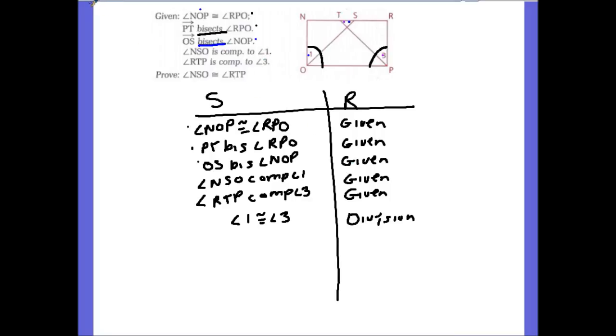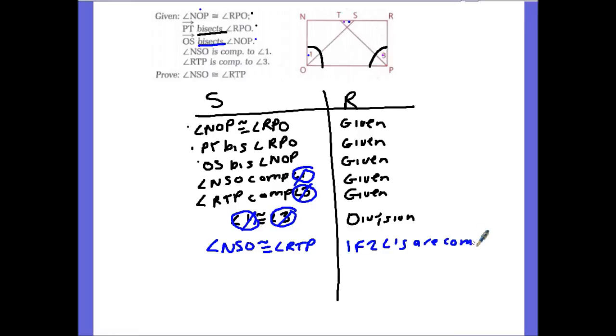Now, we're going to look for those repeats. Here are my repeats. Within the complementary, I have angle 1 showed up in a congruency. They cancel each other out. Angle 3 shows up in a complementary and a congruency. They cancel each other out. What I'm left with is what I'm trying to prove. Angle NSO is going to be congruent to angle RTP. Hopefully you remember this reason. We have complements of congruent angles. So here we go. If two angles are complementary to congruent angles, they are congruent.